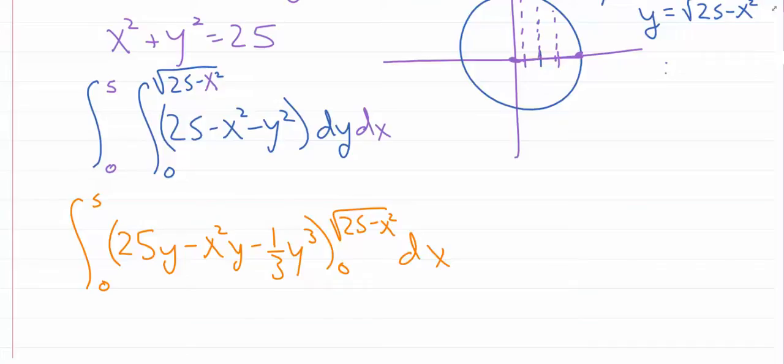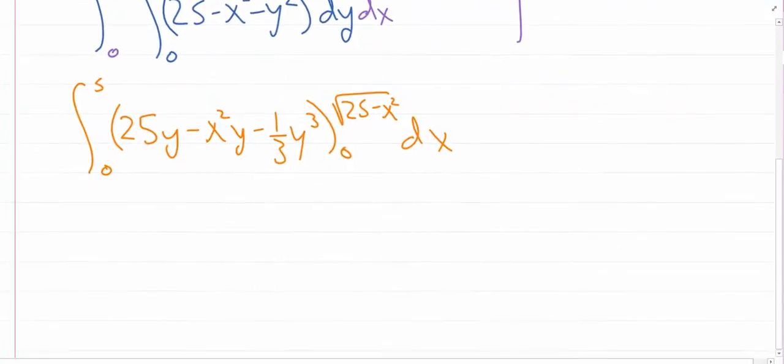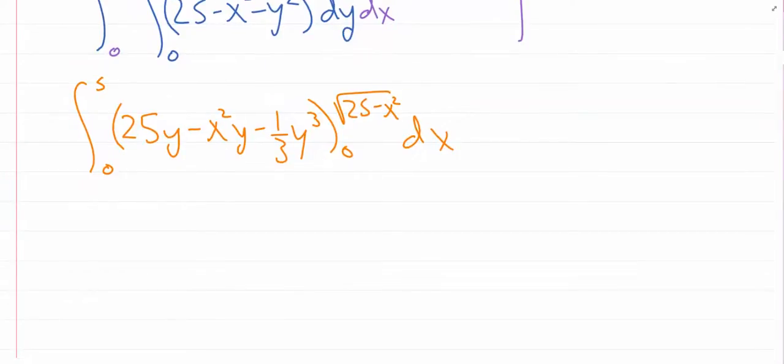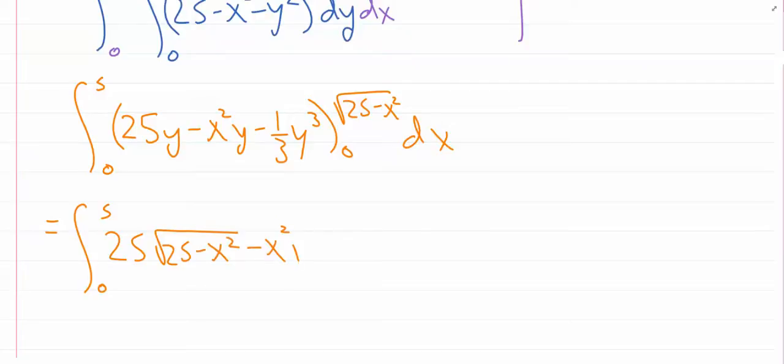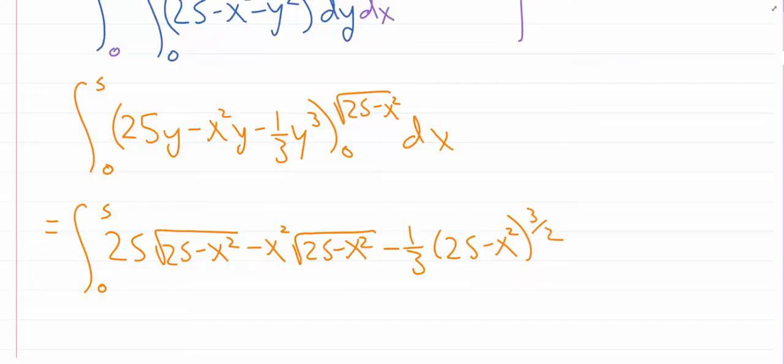So it's not too bad. Now, it's starting to look a little bit ugly, though. I got to be honest. And now we've got 0 to 5. Now let's put everything in. 25 times 25 minus x squared, minus 1/3, 25 minus x squared to the 3/2 dx.